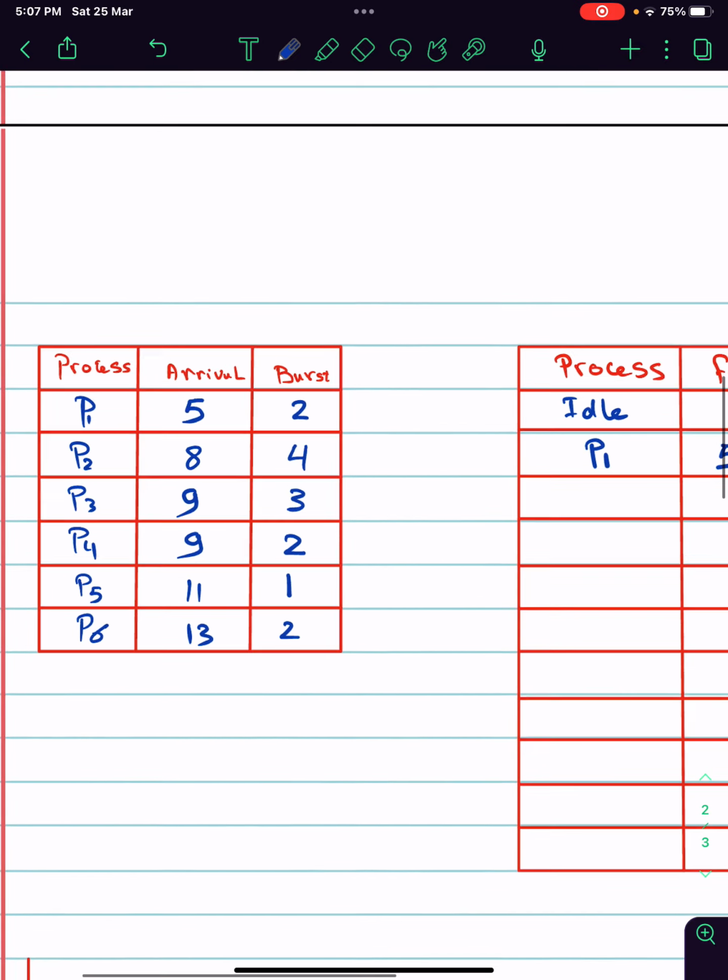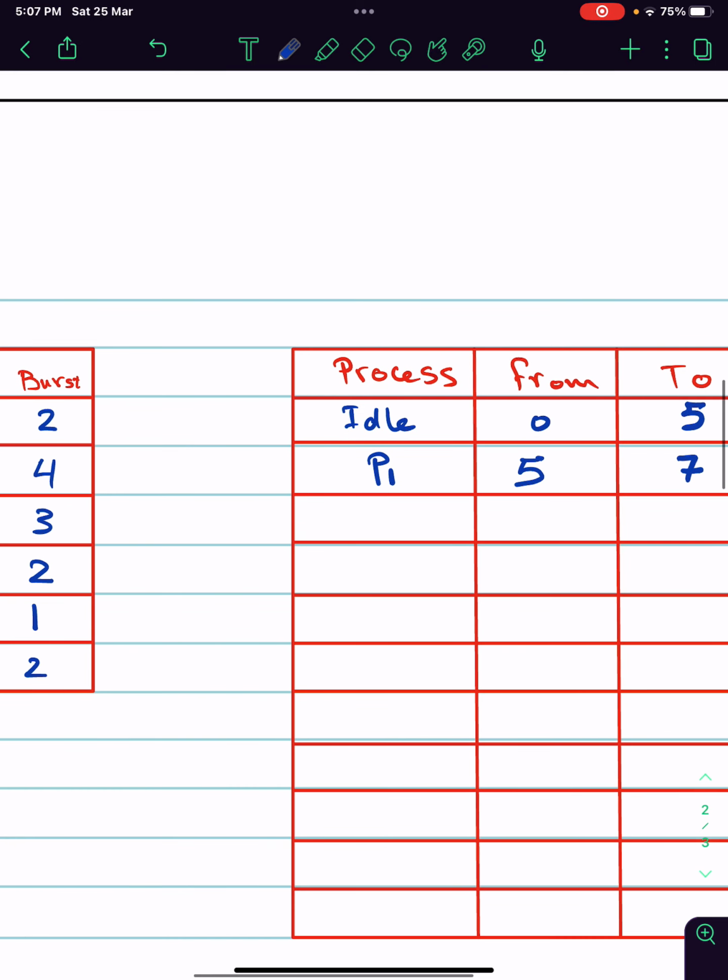And as you can see here, P2 arrives at time 8, which means that you have an idle time from 7 to 8.